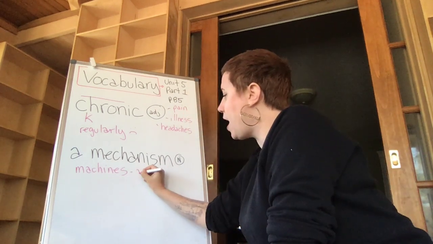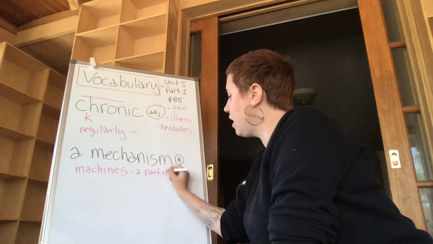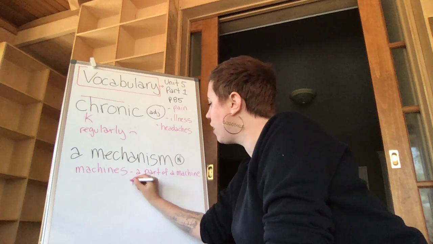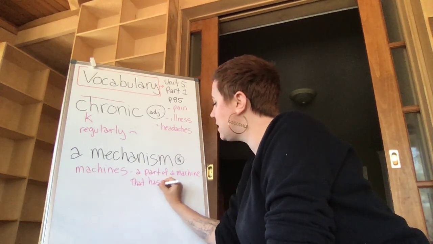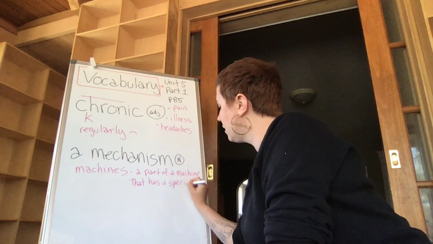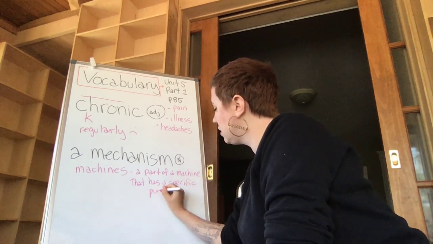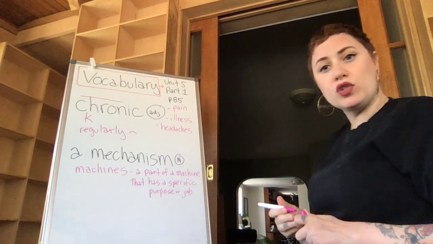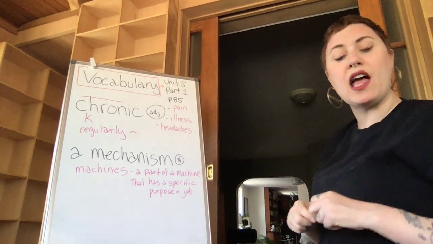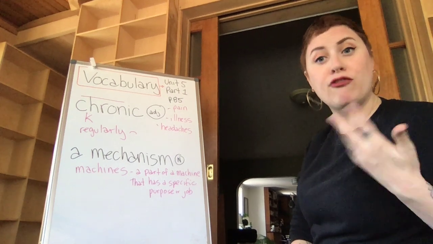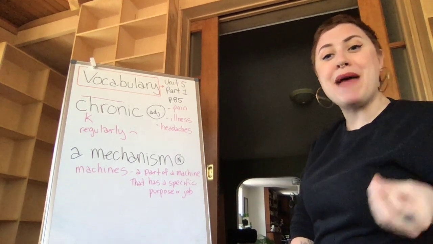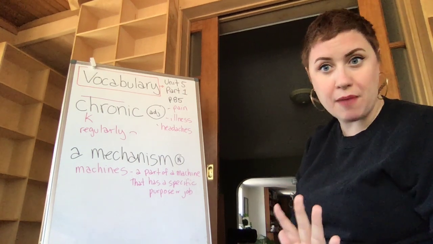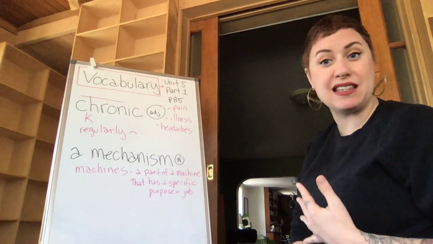And it's usually a part of a machine that has a specific purpose or job. So usually when we talk about machines, we say, okay, inside a machine, for example, your car, there is a mechanism that makes your car stop when you want it to stop. And that mechanism is the brakes.